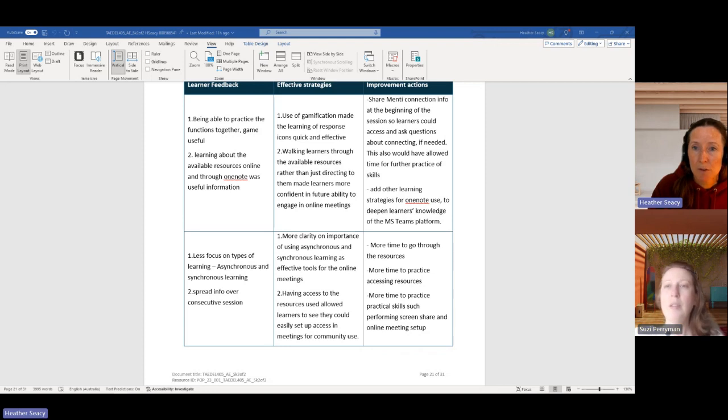So you can see over here, I've shared with you the summary of the learner feedback and some of the strategies that they appreciated. Most people said they enjoyed being able to do the functions in our orientation meeting. We had a little bit of gamification just to make the boring aspects a little more enjoyable. It always works, doesn't it?